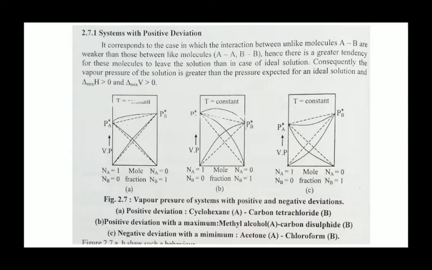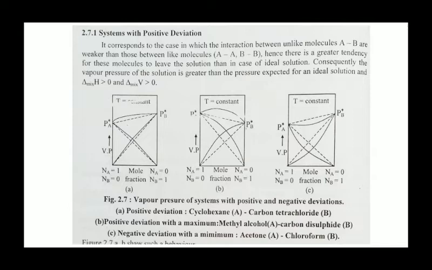System with negative deviation. It corresponds to the case in which the interaction between unlike molecules A and B is stronger than those between like molecules AA and BB. Hence, there is less tendency for these molecules to leave the solution than in the case of an ideal solution. Consequently, the vapor pressure of the solution is less than the pressure expected for an ideal solution, and delta H mixing is less than 0 as well as delta V mixing is less than 0.